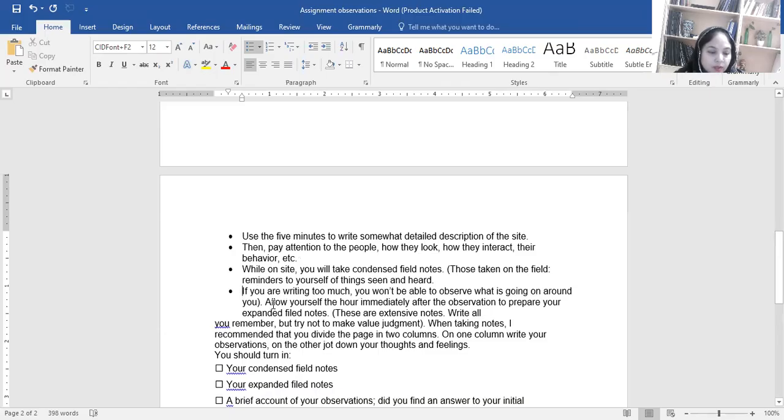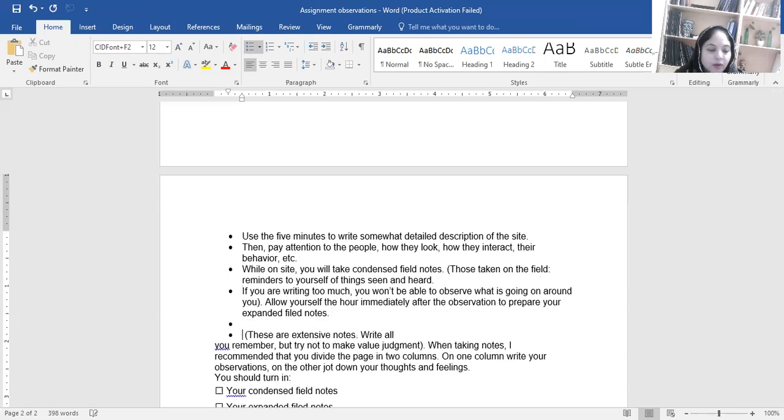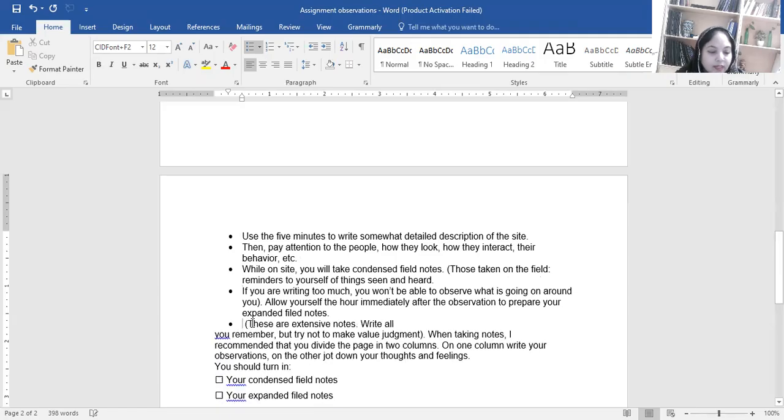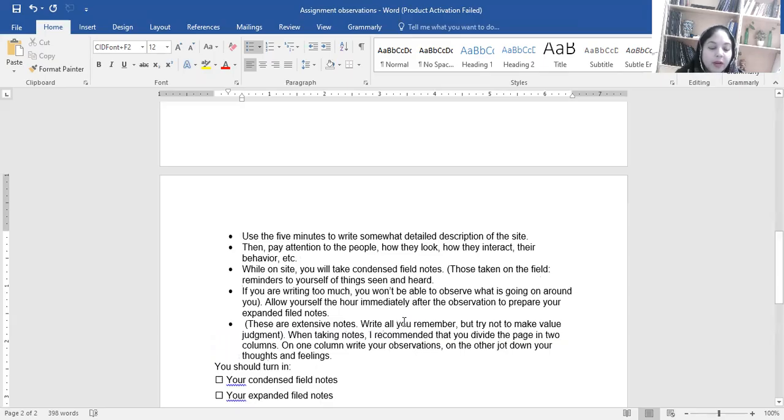आप कुछ ऑब्जर्व कर रहे हैं, कुछ पॉइंट्स लिख रहे हैं आप, और जैसे ही आप अपने घर वापस आएंगे तो थोड़ा सा जैसे ऑब्जर्वेशन खत्म होगी, आप अपने फील्ड नोट्स को एक्सपेंड करेंगे। मे बी बिकॉज यू आर ऑब्जर्विंग, maybe you are observing, so you cannot write each and everything. So just after the observation, you have to expand your notes. आपने write all you remember, but try not to make value judgment.